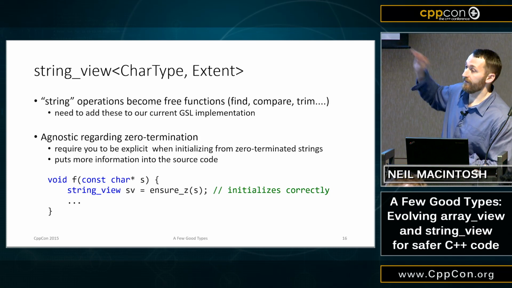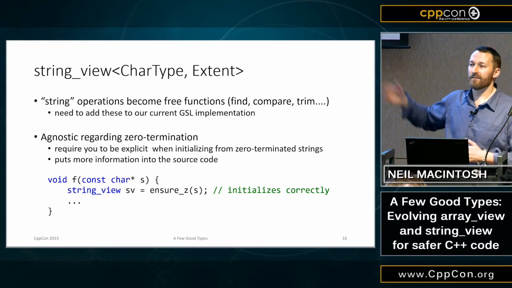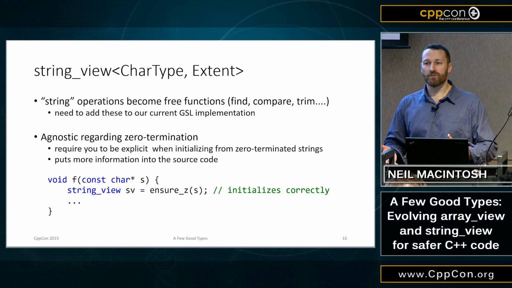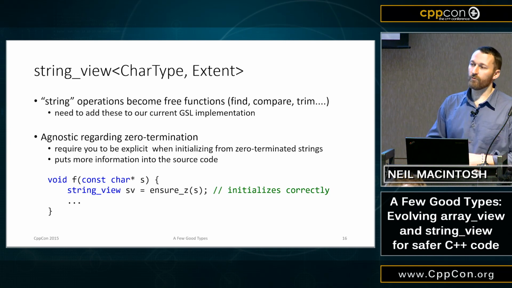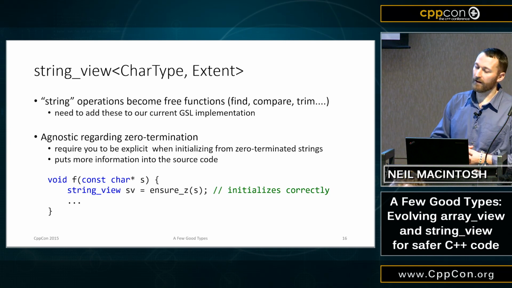They do need to be free functions. When you're using a type alias like this, obviously we don't want to put all of these string functions on array view because they seem to make a lot less sense there. I think that's a pretty reasonable trade-off, but it's always an interesting thing to get feedback on.